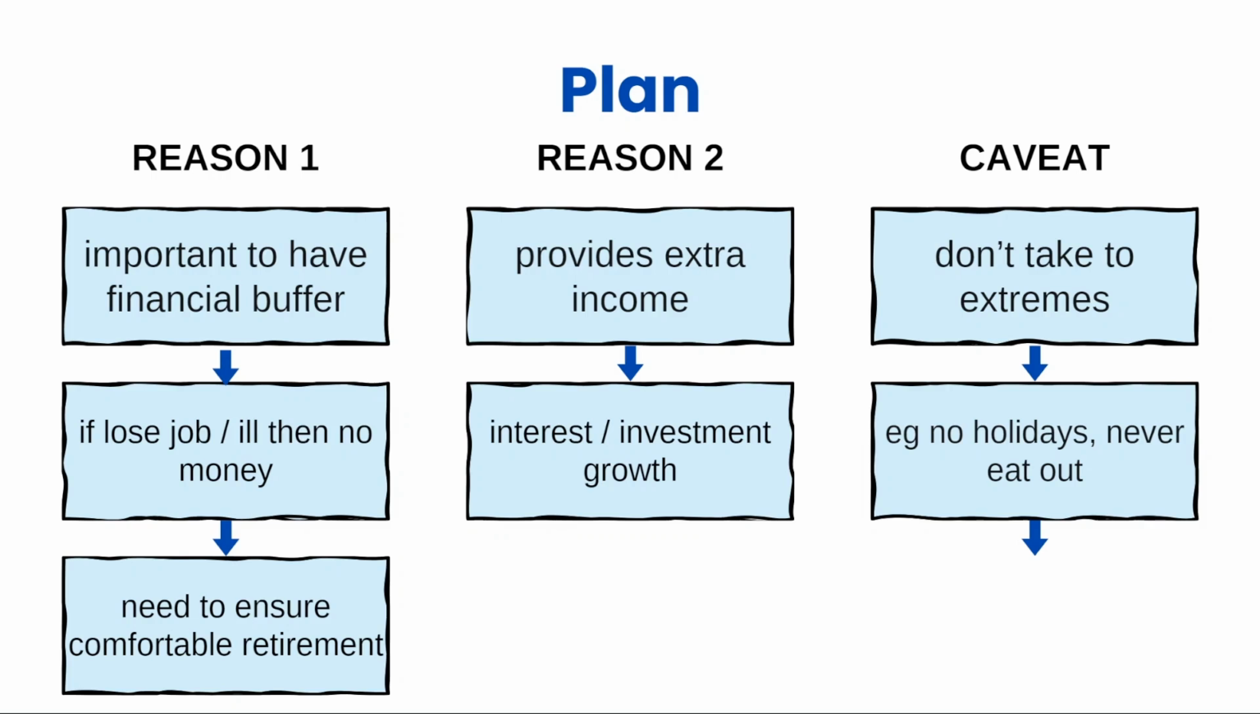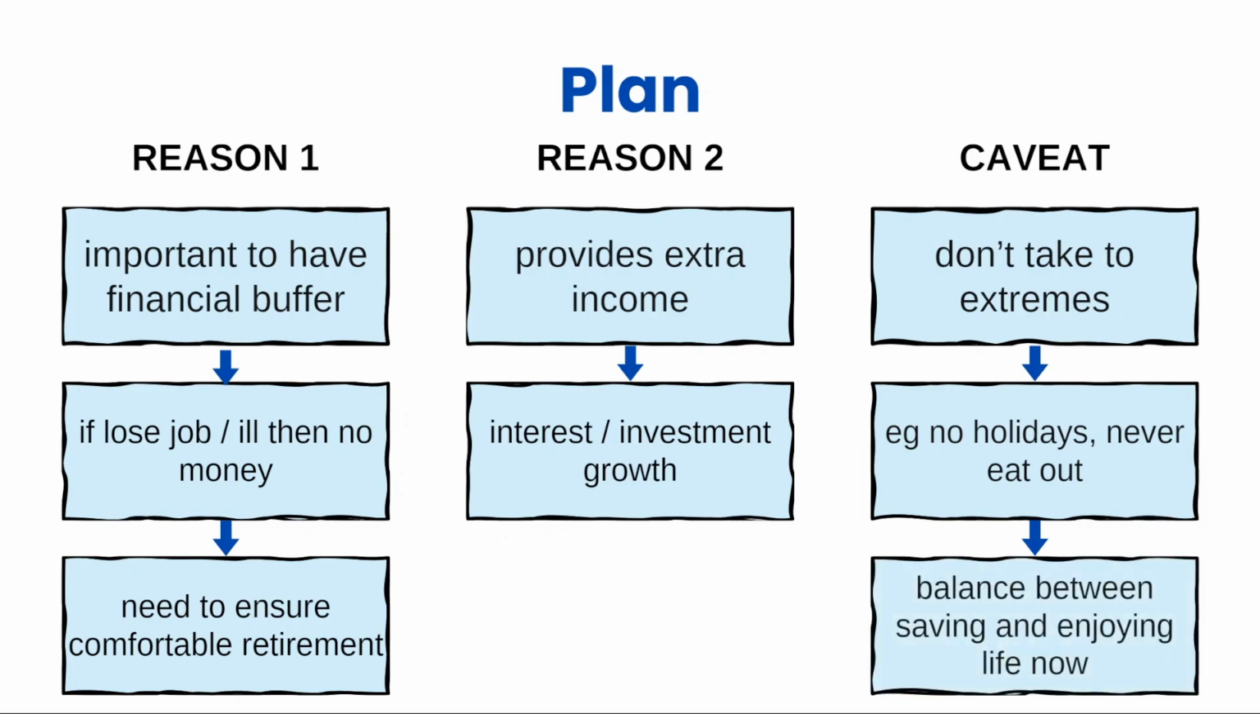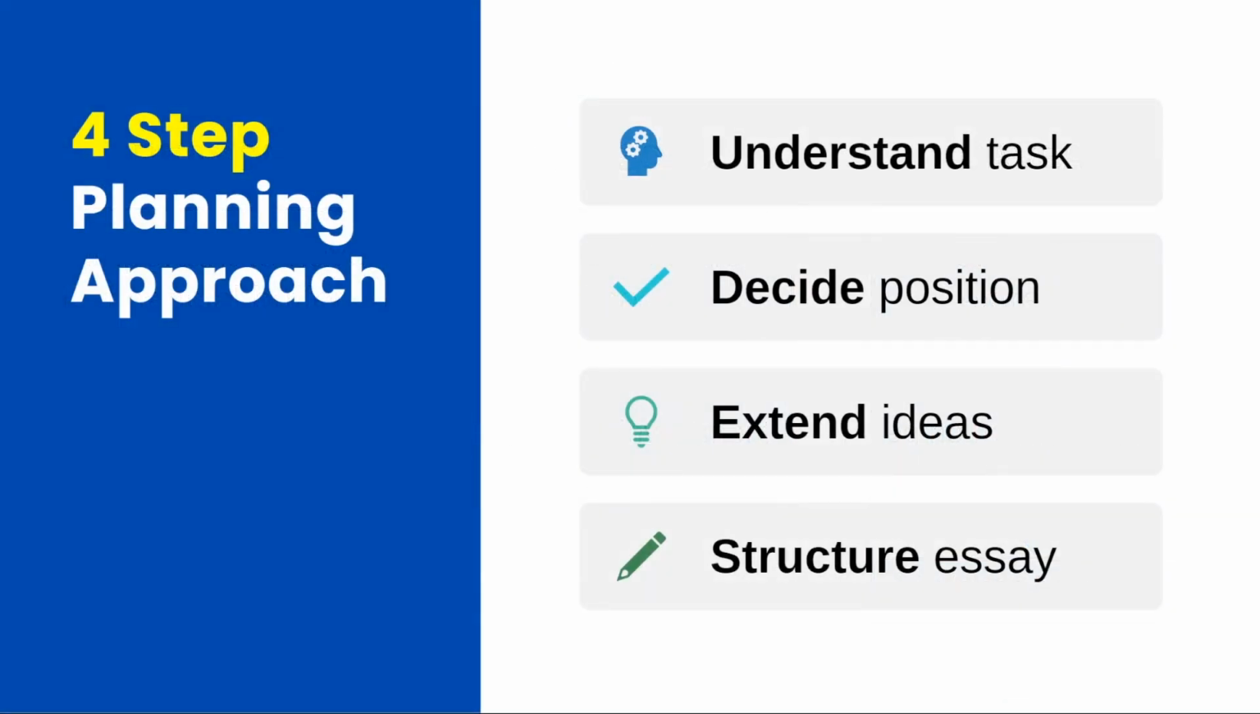I can even go into some more detail here. This extends my argument. I can say there needs to be a balance between saving and enjoying your life now, which sometimes requires spending some money. So I need to strike a balance. So now we've extended my ideas.